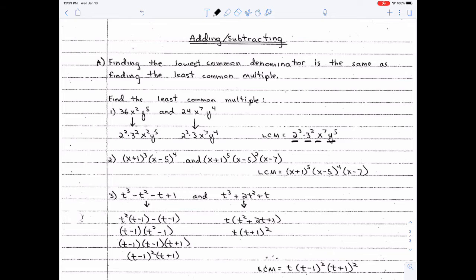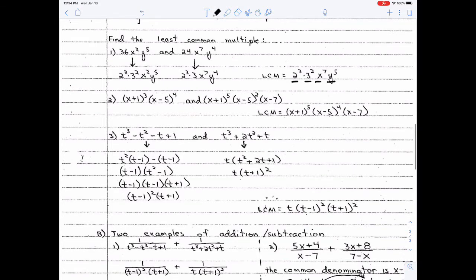Well, 2 squared and 2 cubed, the largest exponent is 2 cubed. 3 squared and 3, the largest exponent is 3 squared. X squared and x to the 7th, the largest exponent is 7. Y to the 5th and y to the 4th, the largest exponent is 5. And again, going through the rest of the problem, I'll go through it a little bit. Okay? So that would be your lowest common denominator.